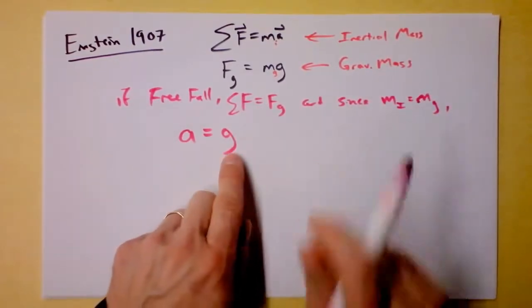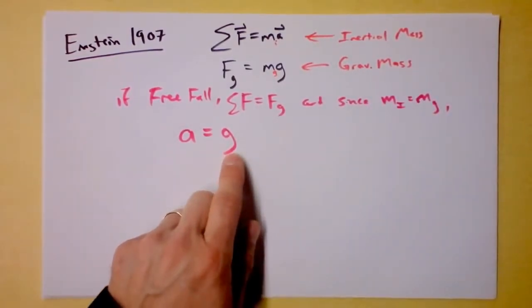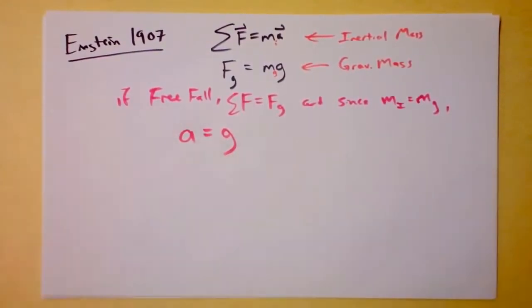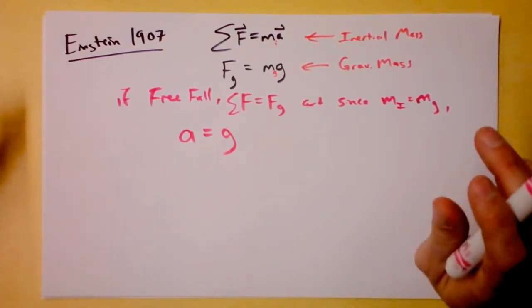So a lot of people call this the acceleration of gravity, or the acceleration of free fall, or free fall acceleration. You know how people are. They like to call it all kinds of things. But he eventually wrote some crazy stuff.